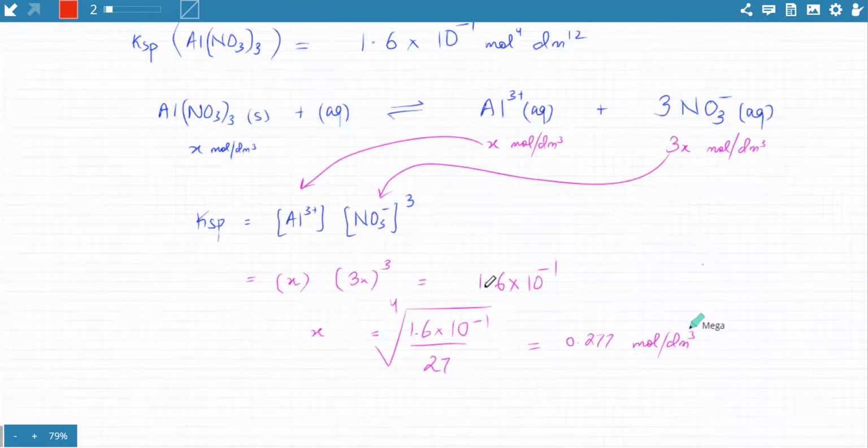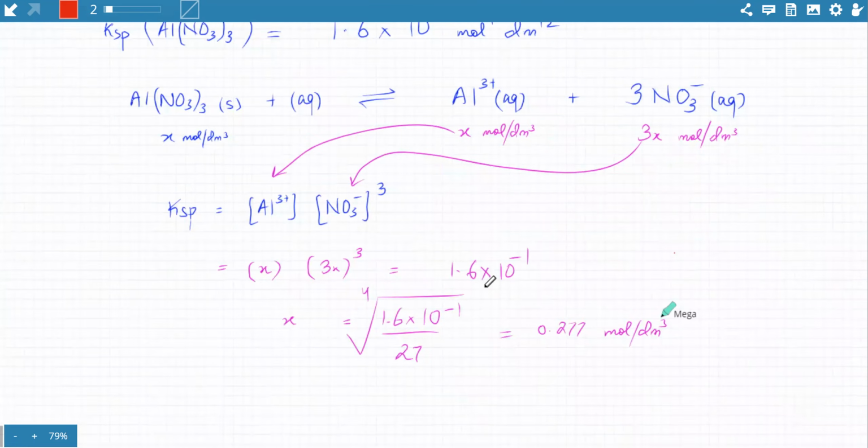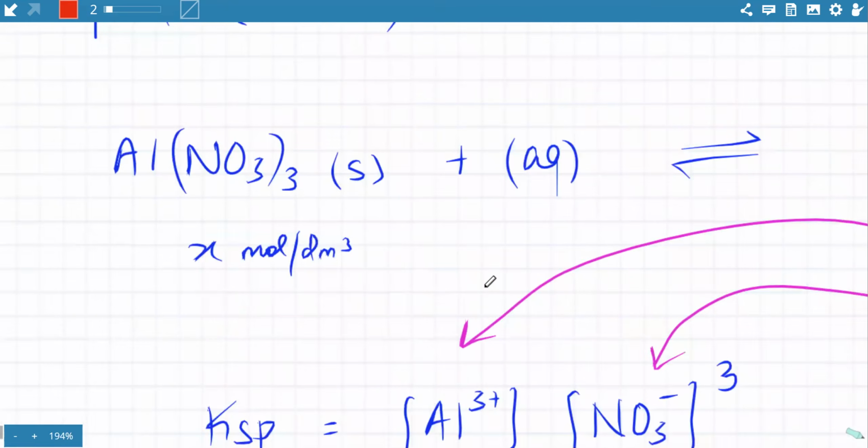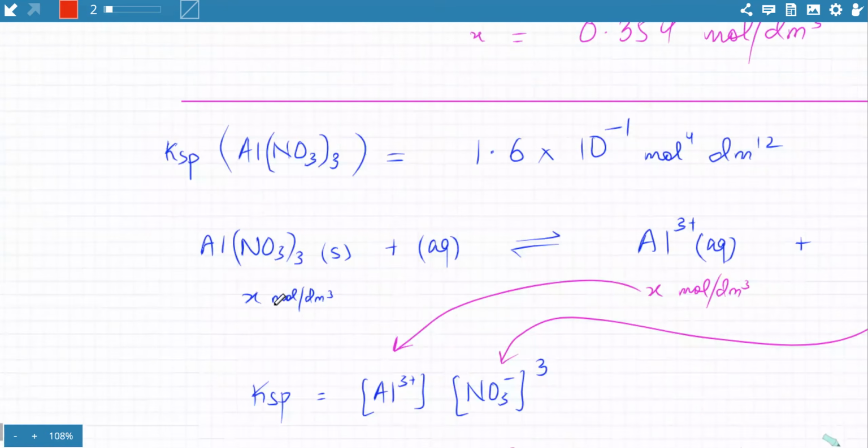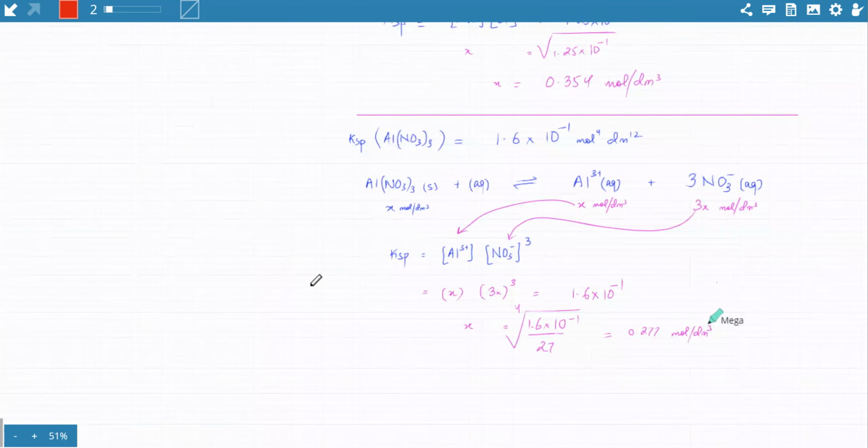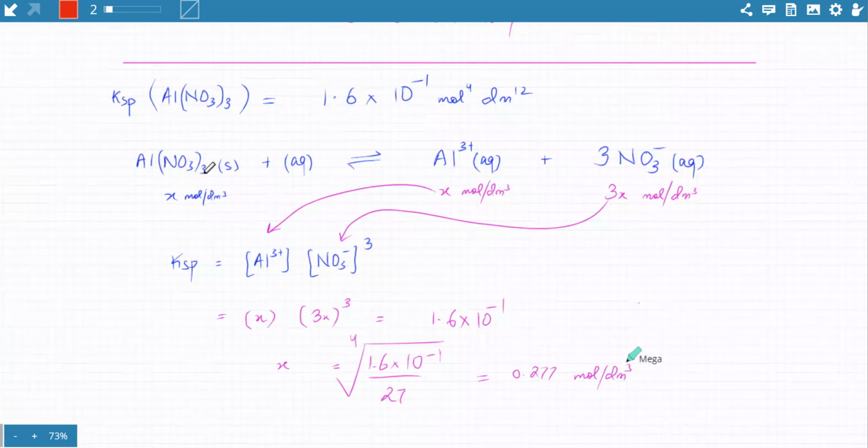Yes, but I'm not sure with the units. I mean, for x, x is concentration, right? So concentration would always have a unit of mole per dm cube. You're assuming that x mole per dm cube dissolves, right? So x is concentration. So concentration will always have a unit of mole per dm cube.